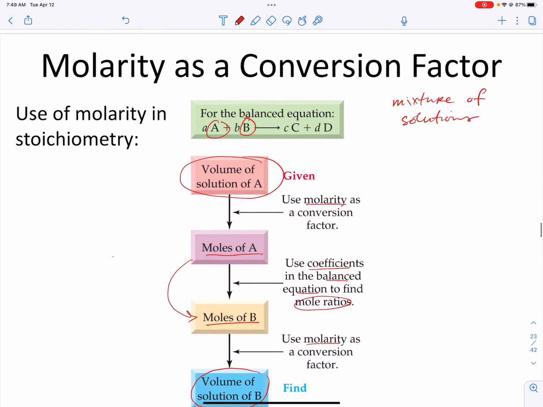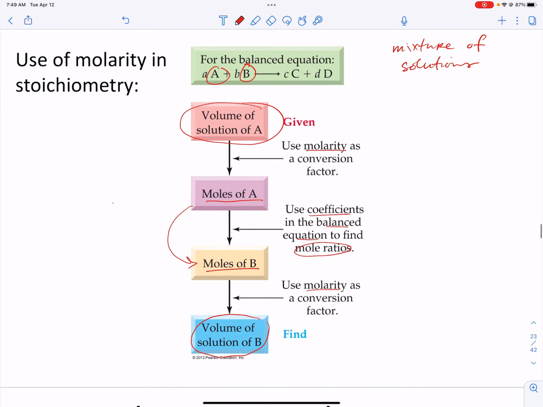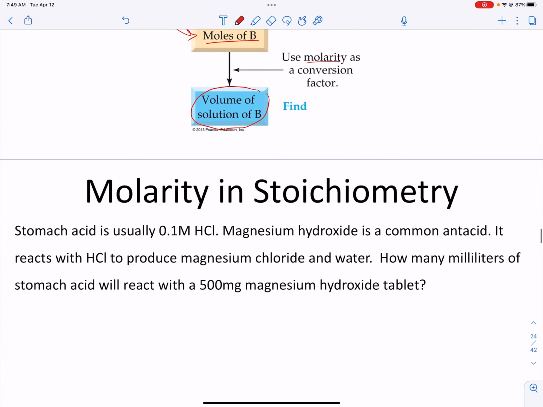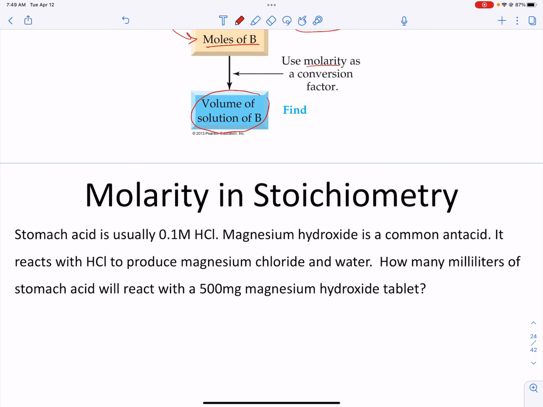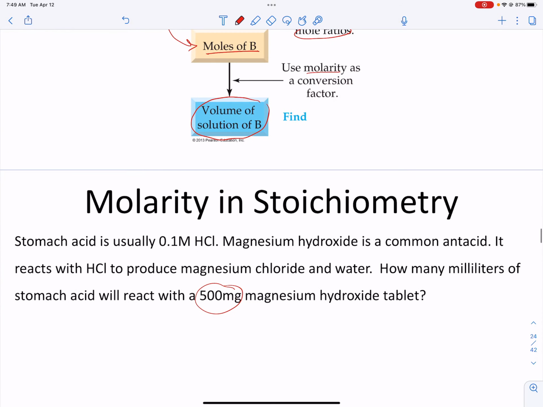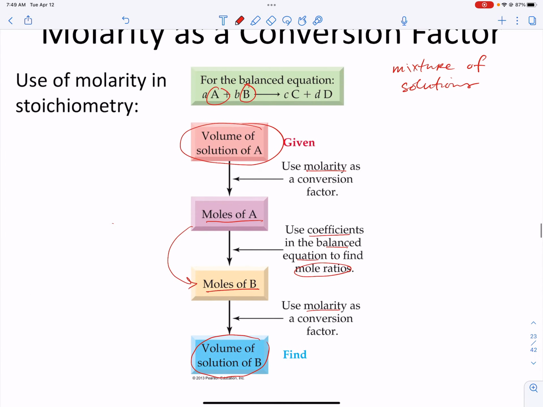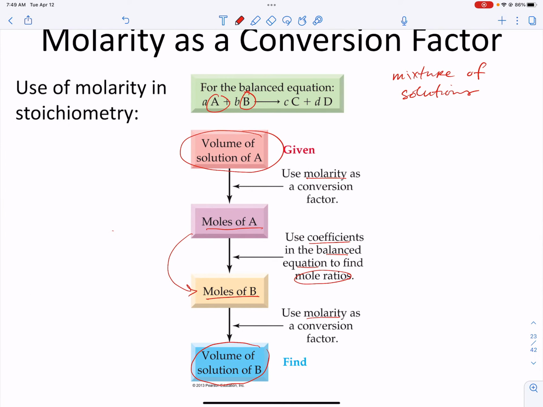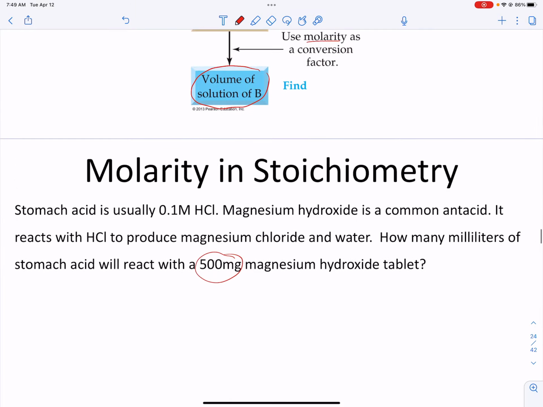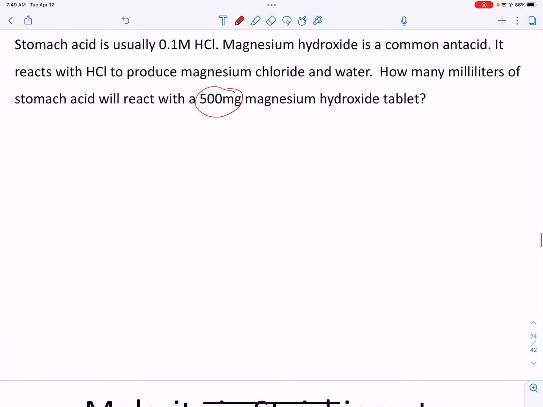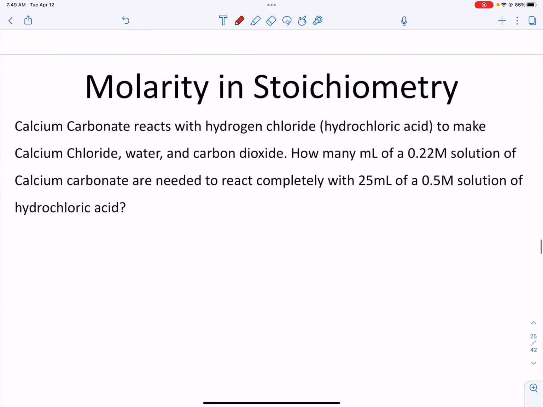I have 2 practice problems on this. The first one, this one right here, is actually not a perfect fit for this model because it has you start with milligrams of this magnesium hydroxide tablet, which is not a volume. And I want to exactly follow this diagram since I just introduced it. So I'll come back and work this problem, or I think it's a great problem to try to work. I think you have the tools to work it now.